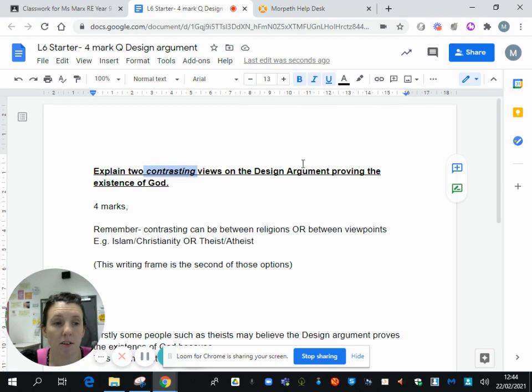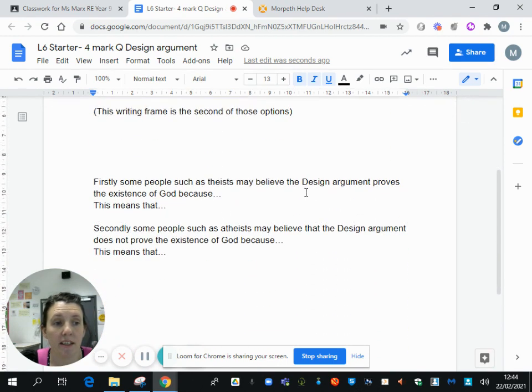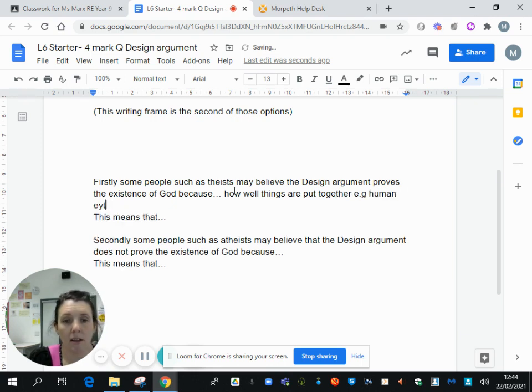So I'm going to do it, the design argument. Some would say that it does prove the existence of God because of how well things have been put together. You could do, e.g., the human eye shows great intricacy and complexity. It means that there must have been a designer. Example.